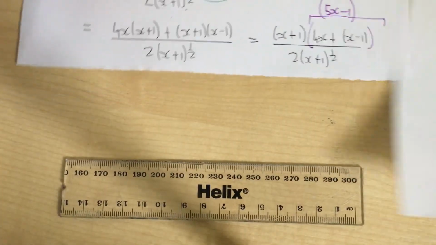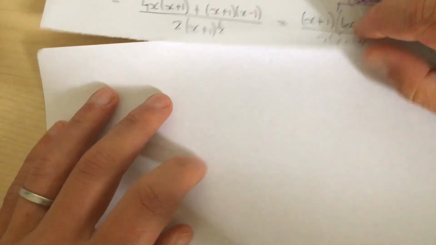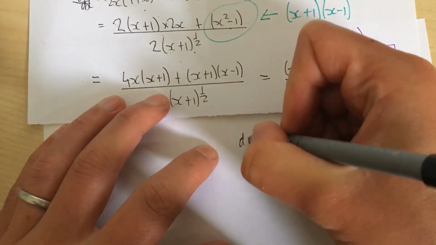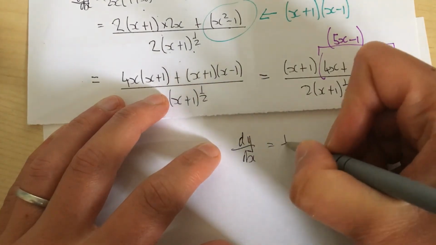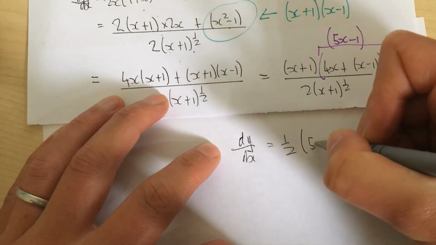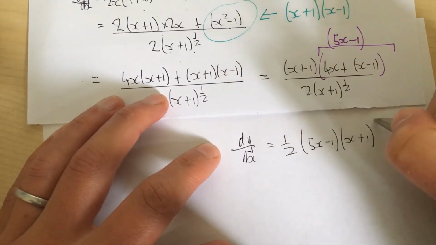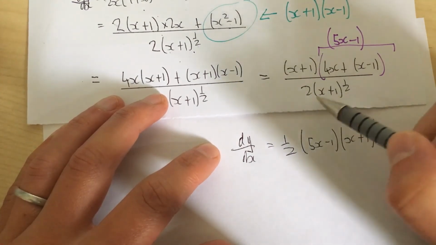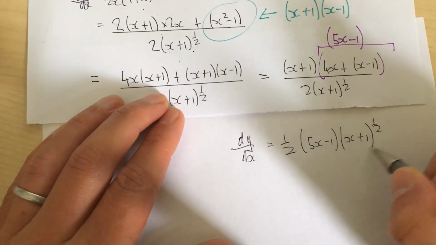So I'm going to do that on a new sheet of paper. Try and keep that one on the screen there for you. Here we go. So dy by dx equals a half from this bit here, multiplied by the (5x minus 1), multiplied by (x plus 1) to the half, because (x plus 1) to the power of 1 divided by (x plus 1) to the half is the same as subtracting the powers. So that's where this one comes from here.